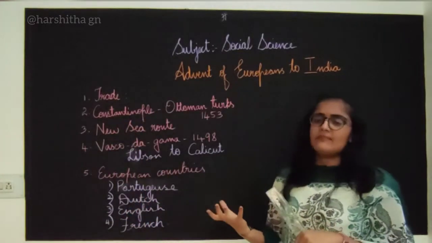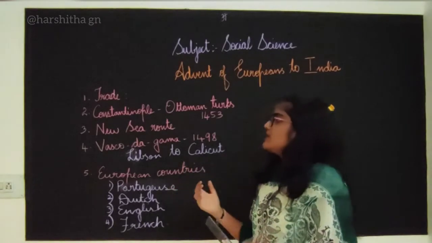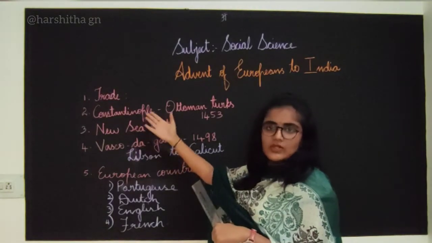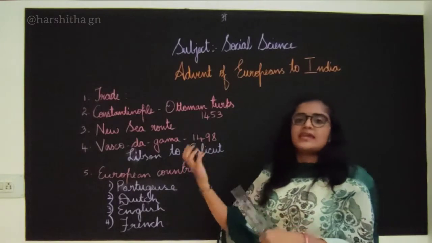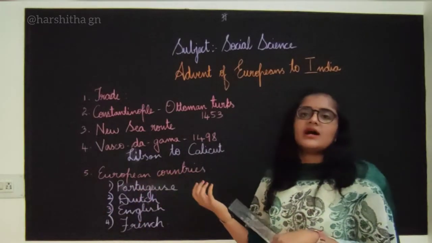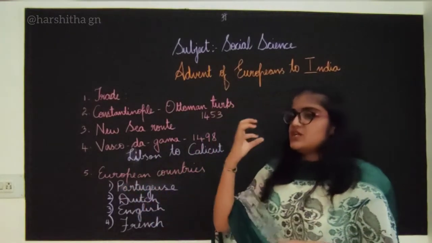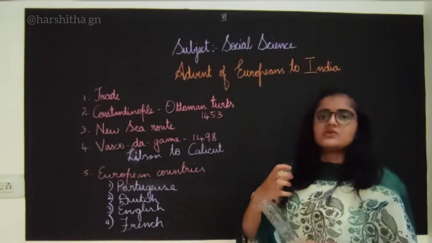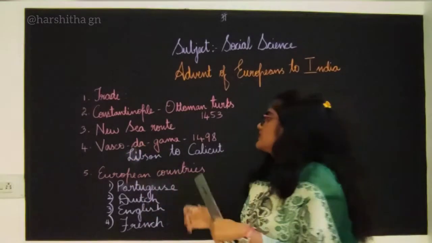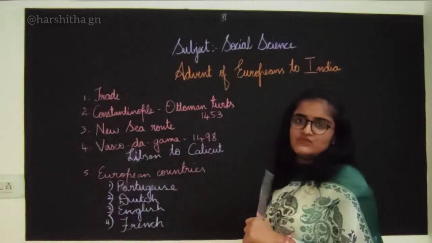How did this trade happen? The Arab merchants used to take the goods from Asia and sell them in a place called Constantinople, where Italian merchants came, took the goods and sold them to other parts of Europe. This is how the trade was happening in Constantinople. Asian goods were brought by Arab merchants, purchased by Italian merchants, who sold them to the other parts of Europe.